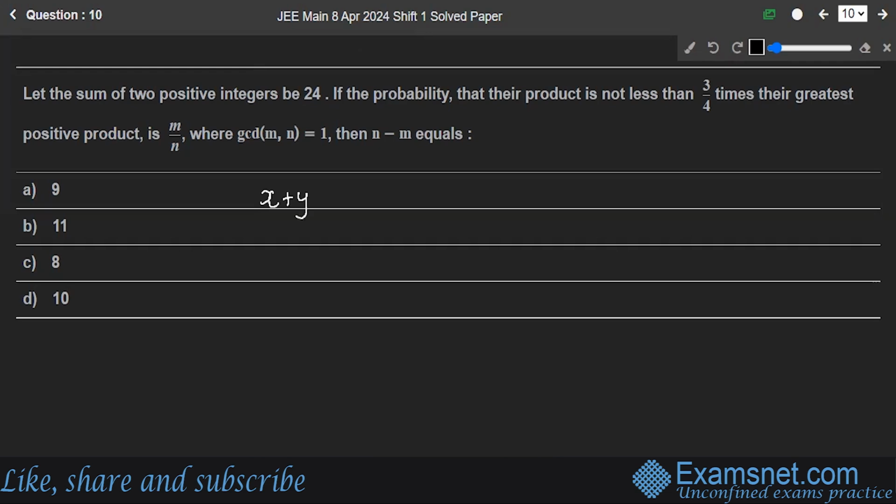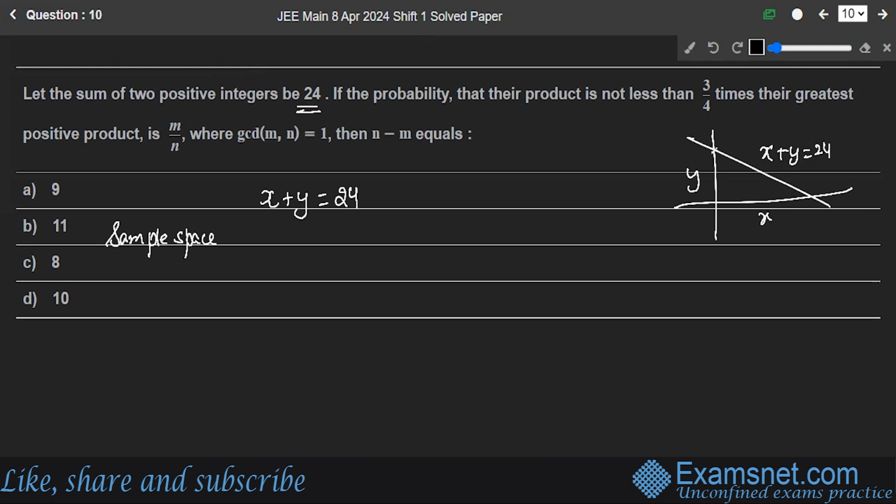So according to the question, you have x plus y is equal to 24, right? And see, first of all, the sample space for the two numbers which will have the sum of 24 will be given by, see, this is your straight line, right? So this represents your x and this represents your y. This is the line x plus y is equal to 24. So how many points can this line have over here? It can have 23 comma 1. This is the point 0 comma 24 and this point 24 comma 0.